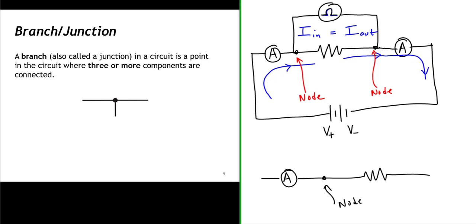But as soon as we place that third component, that ohmmeter, we have a fork in the road. We have a branch in our circuit. So this collection of wires, indicating three components here, corresponds to our branch. We can also call this our junction as well, and we'll use those phrases interchangeably.